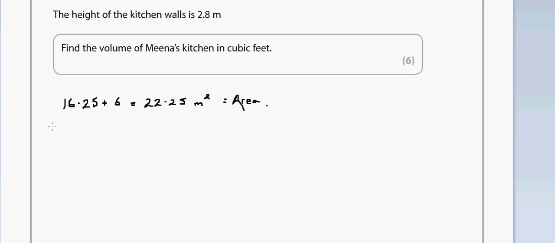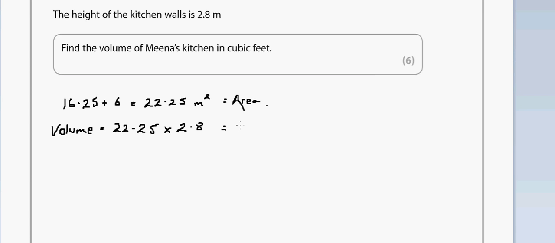Now our volume is going to be 22.25 multiplied by the height. Now you can see here the height of the kitchen walls is 2.8. So we have 2.8. So that will give us our volume.